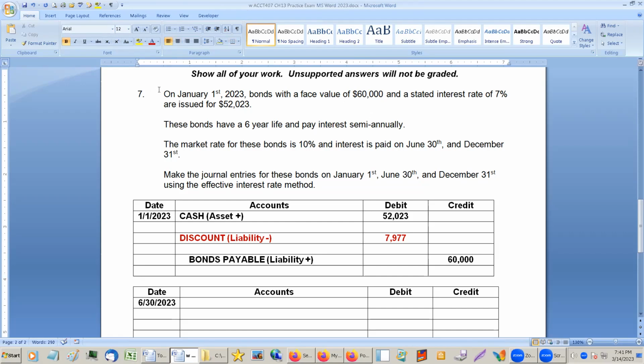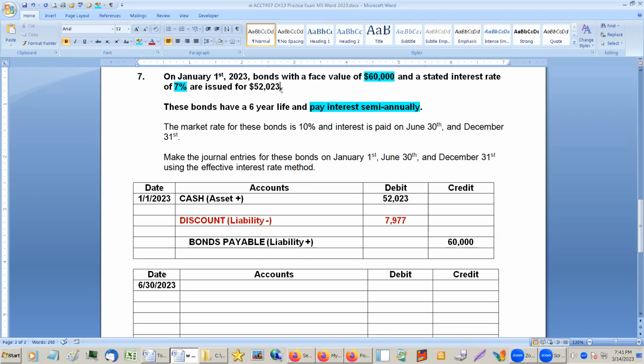Okay, so here's our indenture agreement. $60,000. We're paying 7%, which is why these are at a discount. The market wants 10. These pay interest semi-annually, which they've all been pretty much. All right, so we go. Okay.